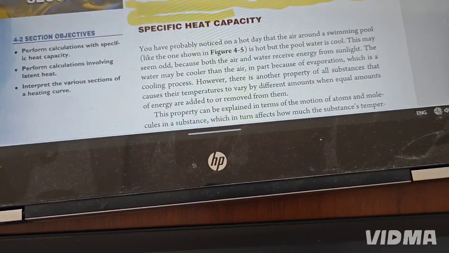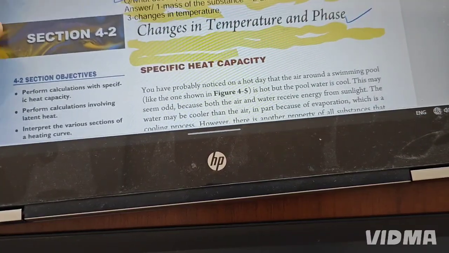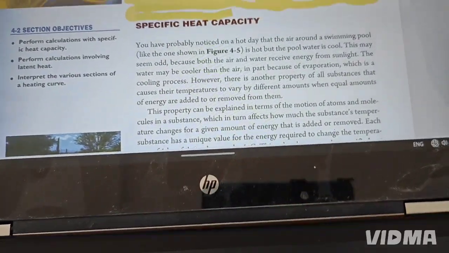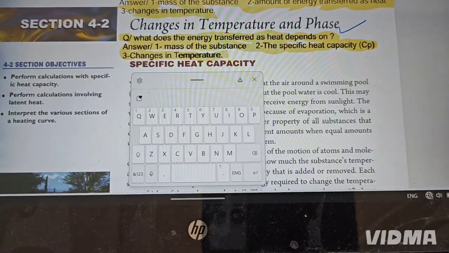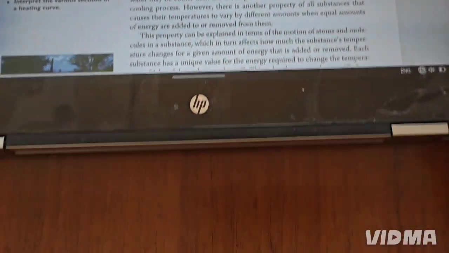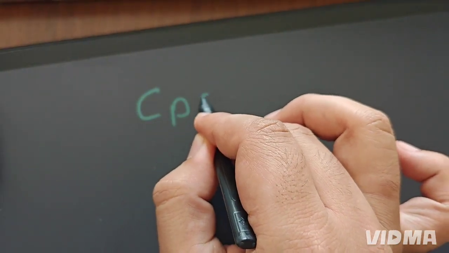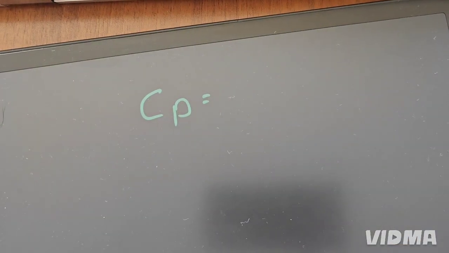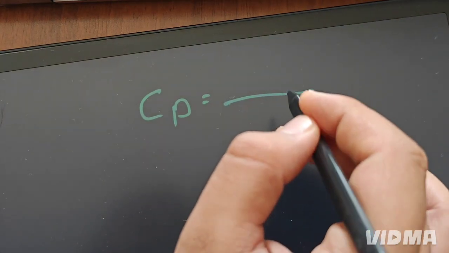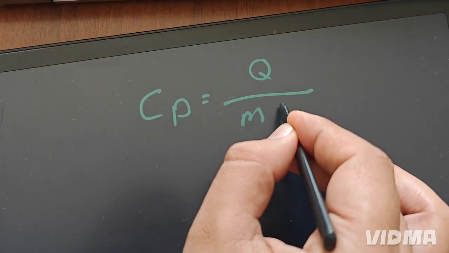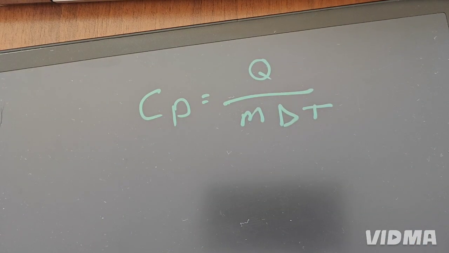Now we reach chapter 4, section 2. We have another topic which is called changes in temperature, and this topic is called specific heat capacity. Let me explain on the whiteboard. What is specific heat capacity in general? In physics, I told you that you have to understand three things. First, the rule. What is the rule of specific capacity? Cp, which means specific capacity, is equal to Q over m delta T. This is the famous rule in this section 2. This is the formula of specific capacity.